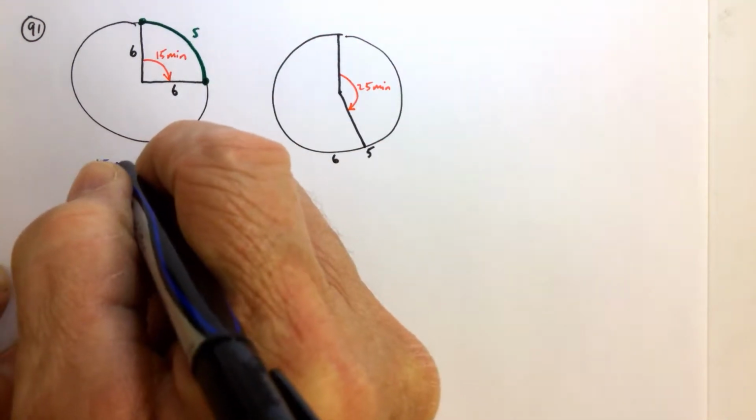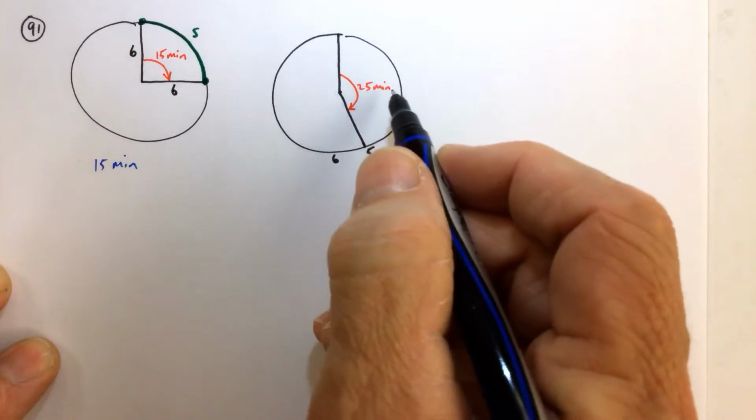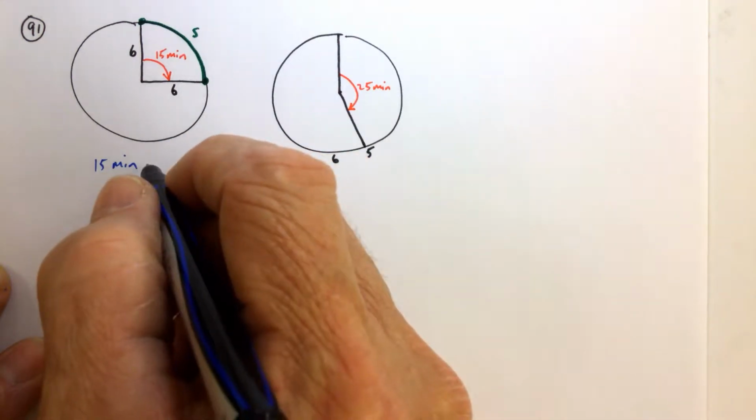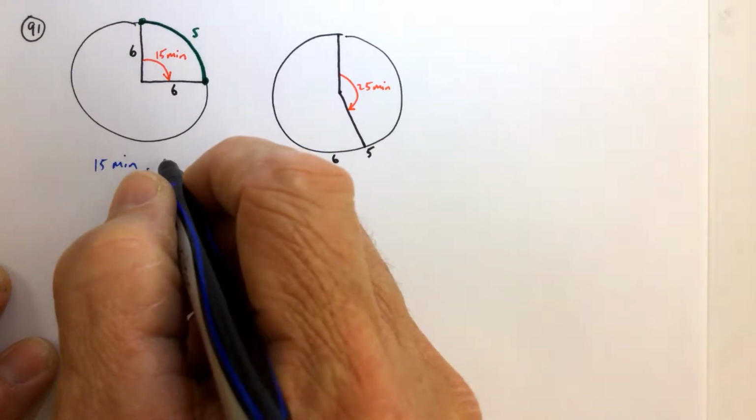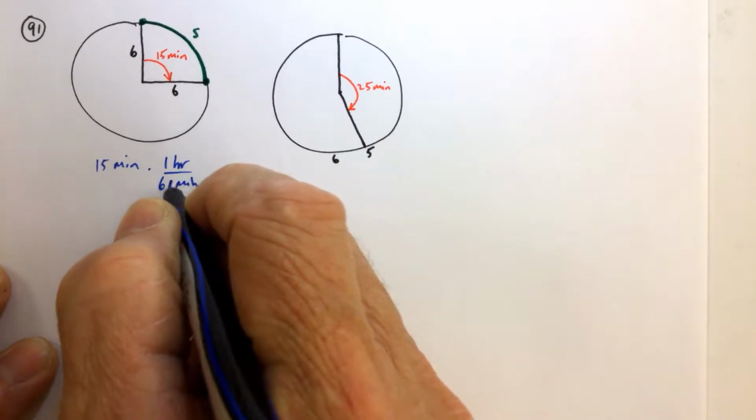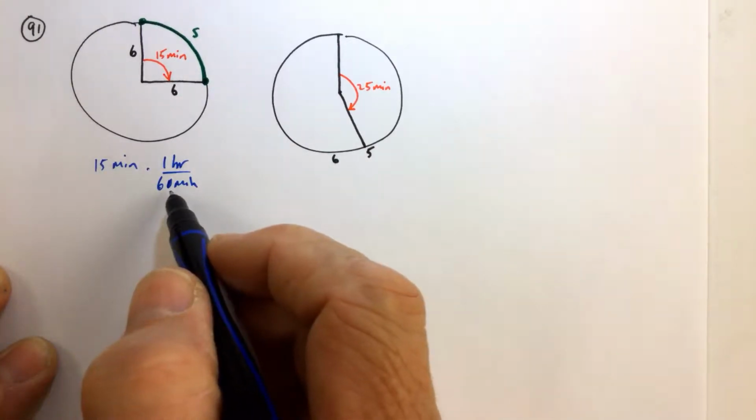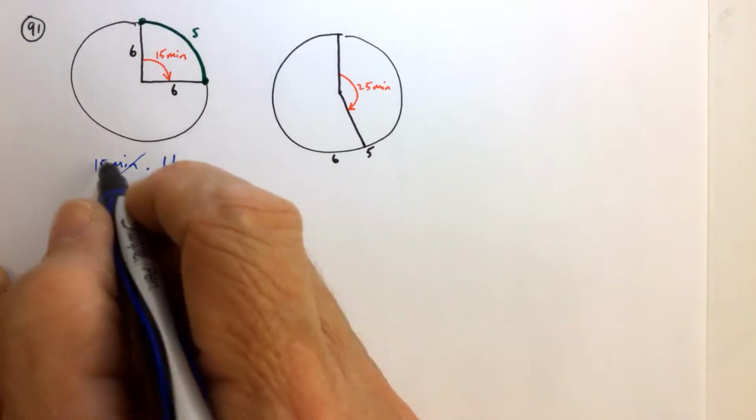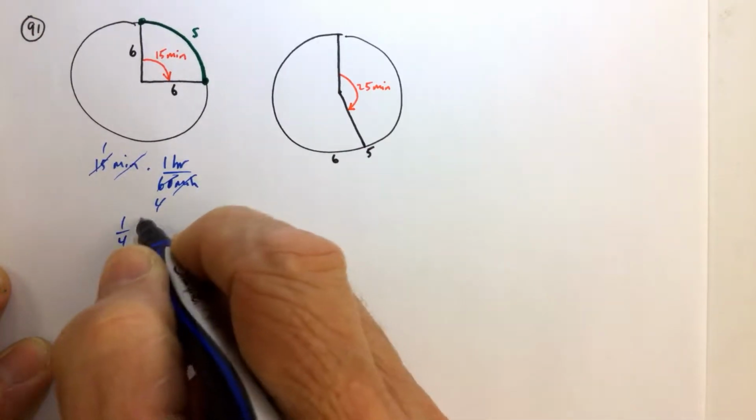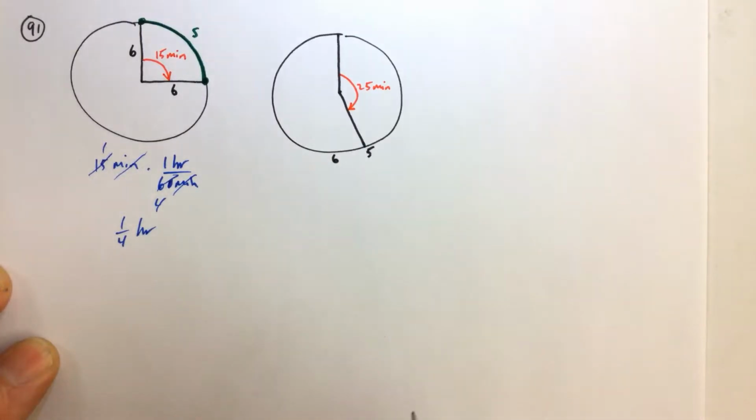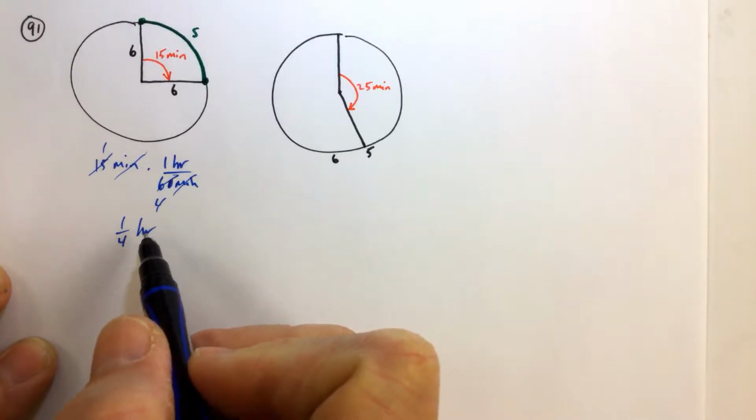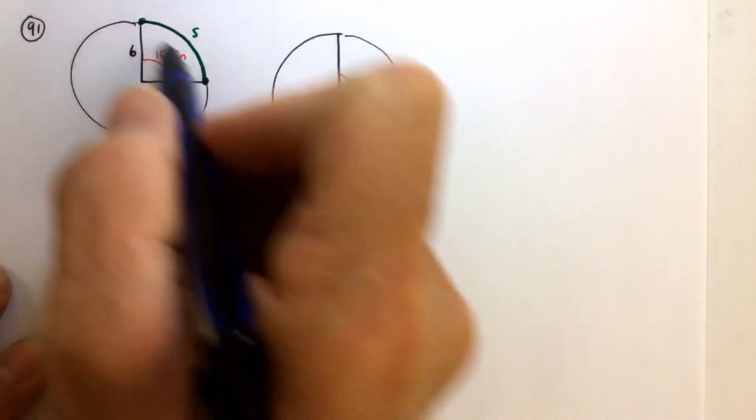So if you take 15 minutes, and I'm doing this so that you can see how to do this other one, if you take 15 minutes and need to get it to 1/4 of an hour, you multiply that by 1 hour over 60 minutes, so basically you're dividing this number by 60. The minutes cancel, 15 goes into 60 4 times, and you get 1/4 of an hour. Well, 1/4 of an hour still hasn't gotten us to radians yet. So 1/4 of an hour is basically 1/4 of the circle.